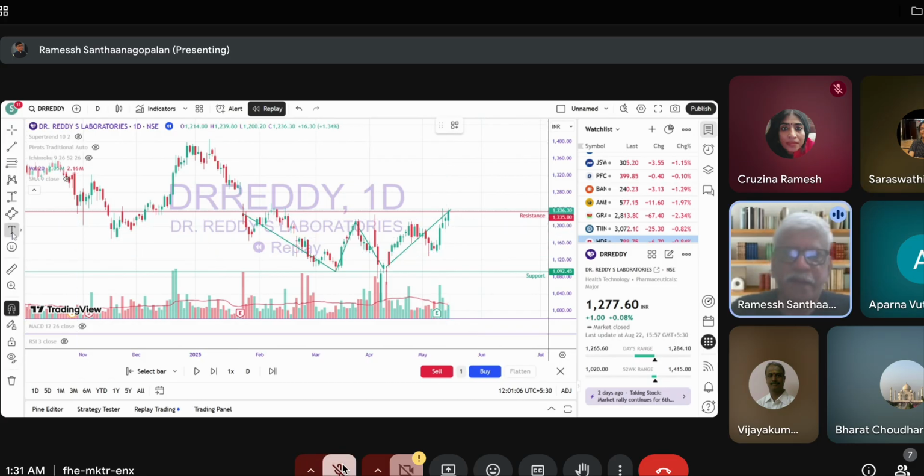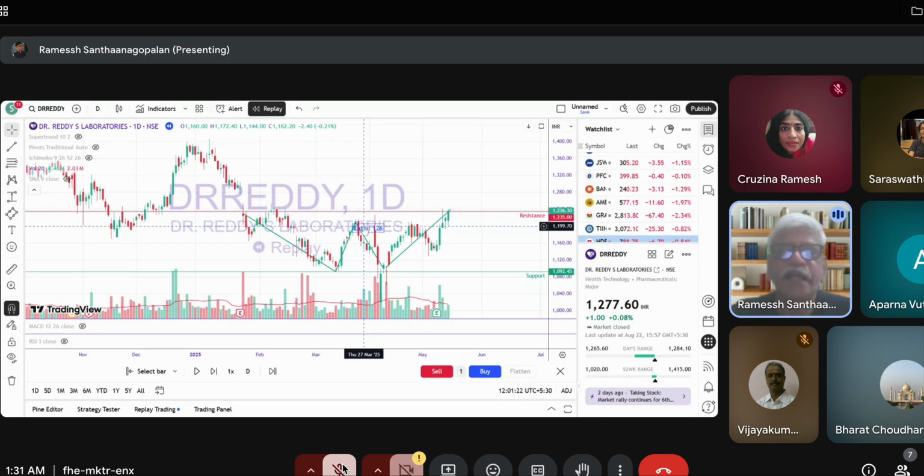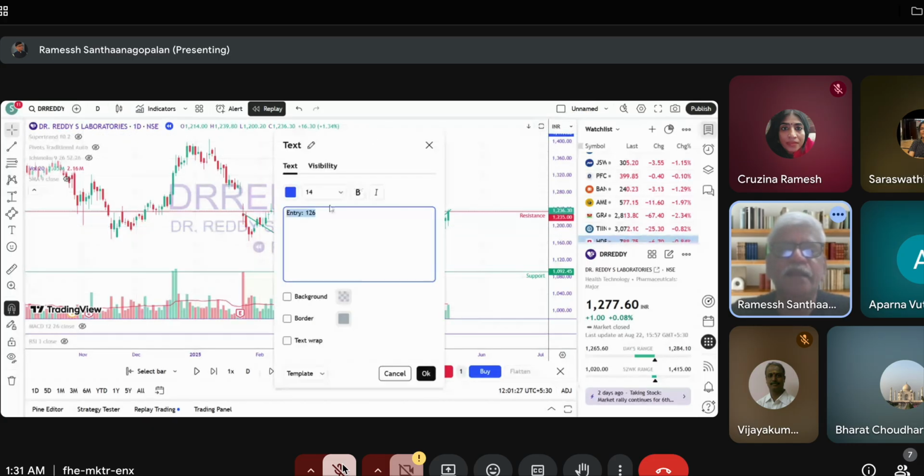Now let us say this. We have seen this pattern. We have drawn this. Let us see that entry. One, two, three, six. 1236. Sorry, 1236. So if the stock closes above 1236, you have to buy the stock.